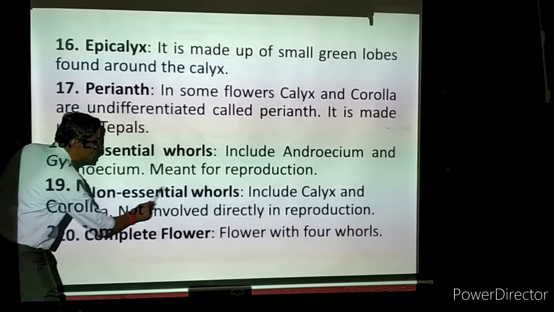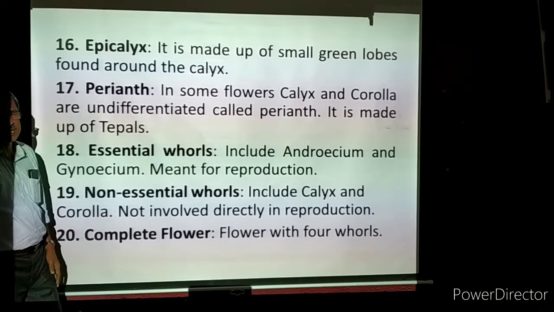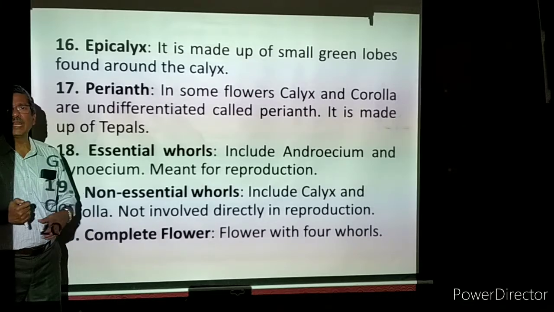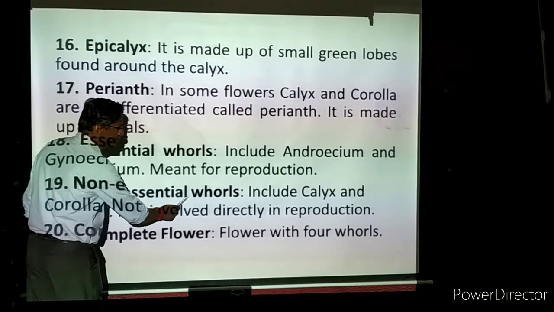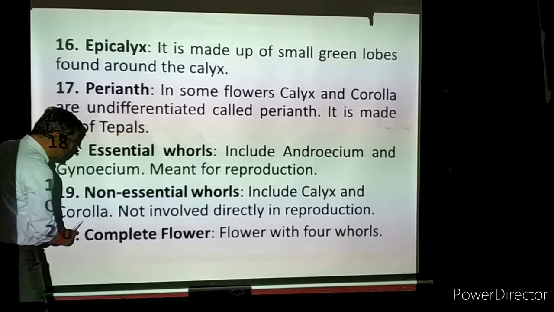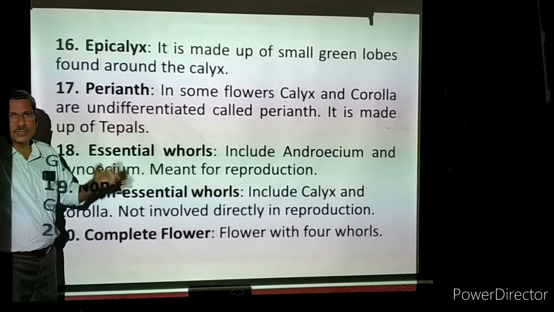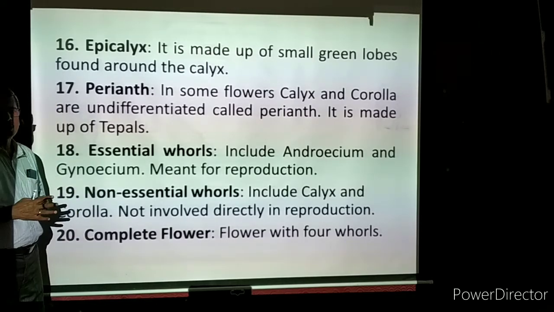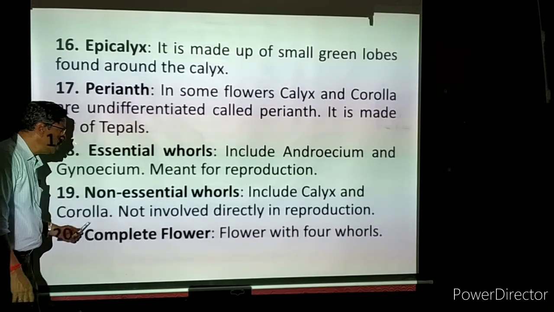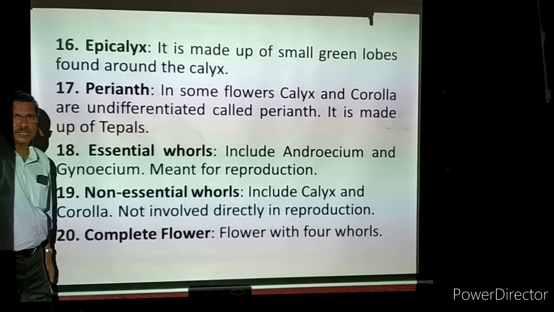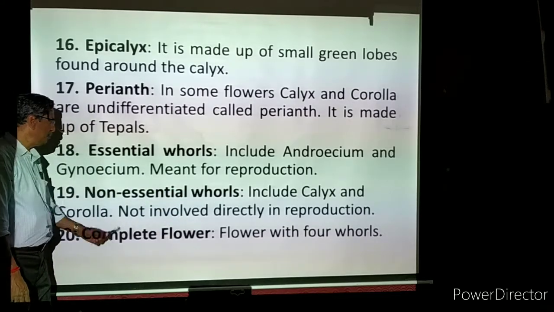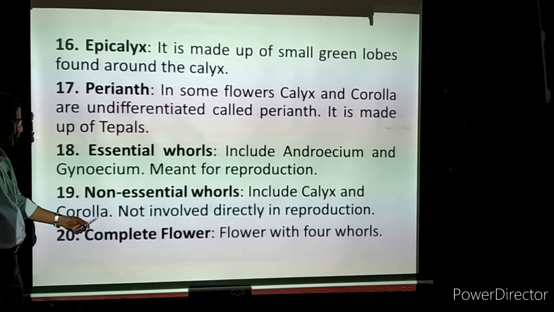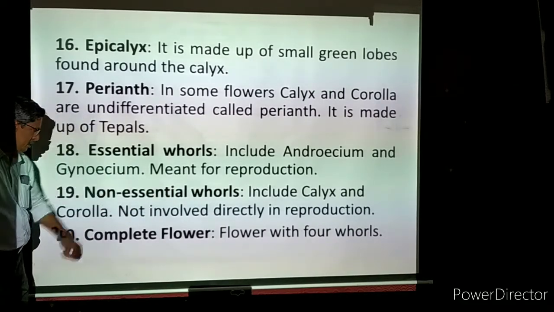Then non-essential whorls, the name itself we can understand. Non-essential, not important. That means they are not involved in reproduction. What are they? They include calyx and corolla. Calyx is not producing pollen grains or ovules. Corolla is not producing any pollen grains or ovules. So they are not directly involved in reproduction. So they are called non-essential whorls.